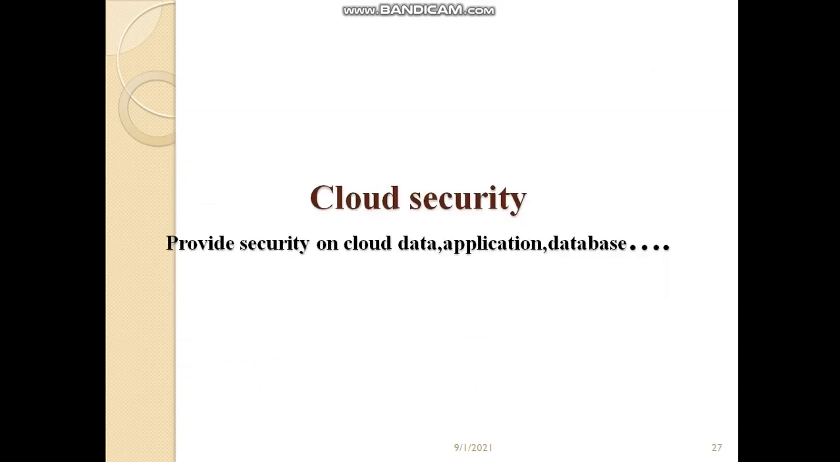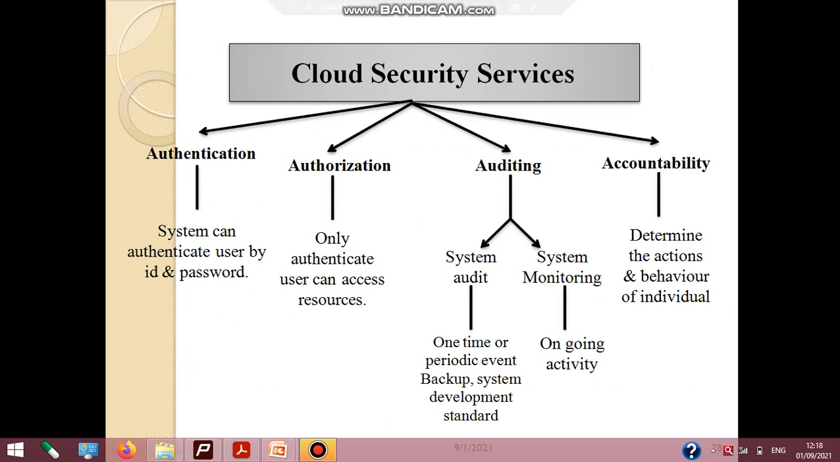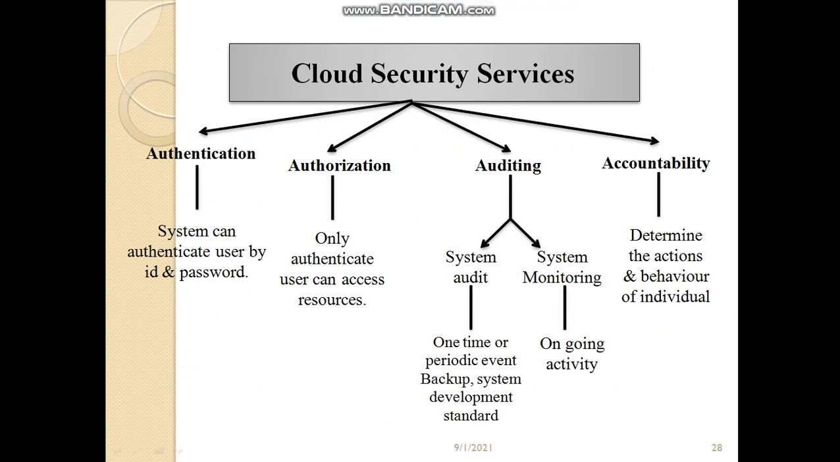Up till now we have seen the cloud computing part. Another topic is cloud security. That means we are providing security on cloud data, database, server, and so on. The first point is cloud security services. It contains authentication, authorization, auditing, and accountability. Authentication means a system can authenticate the user by their ID and password, and only an authenticated user can access the resources and modify the data. That is called authorization.